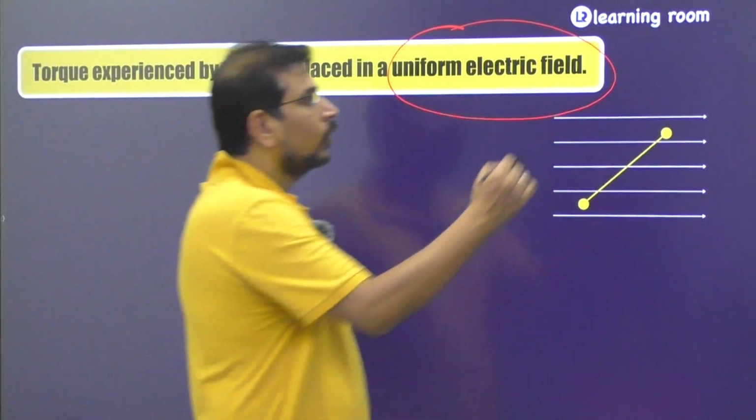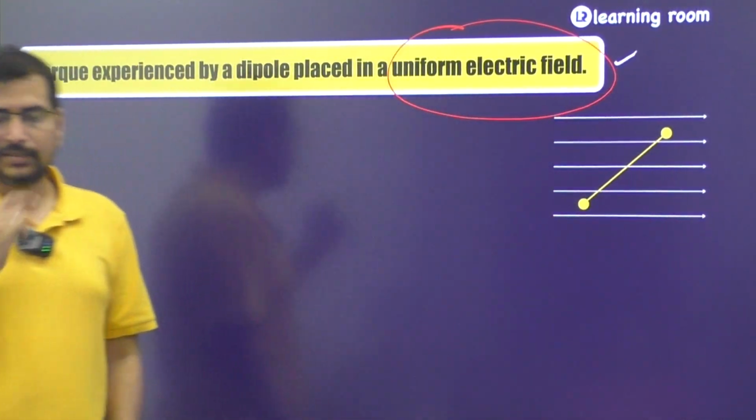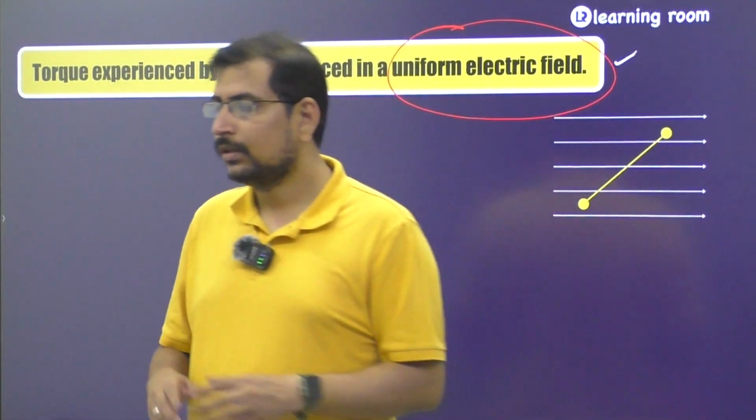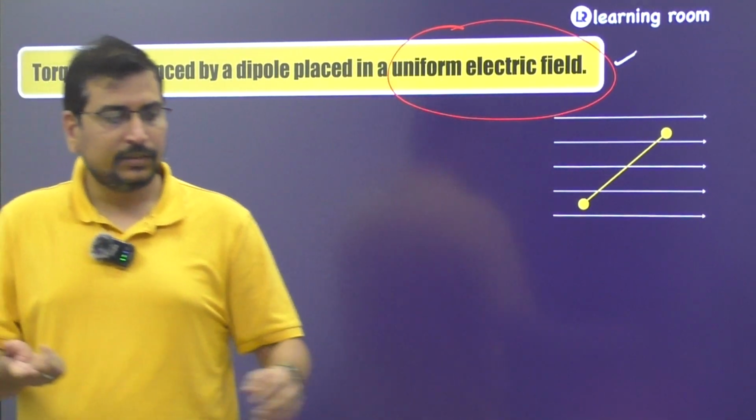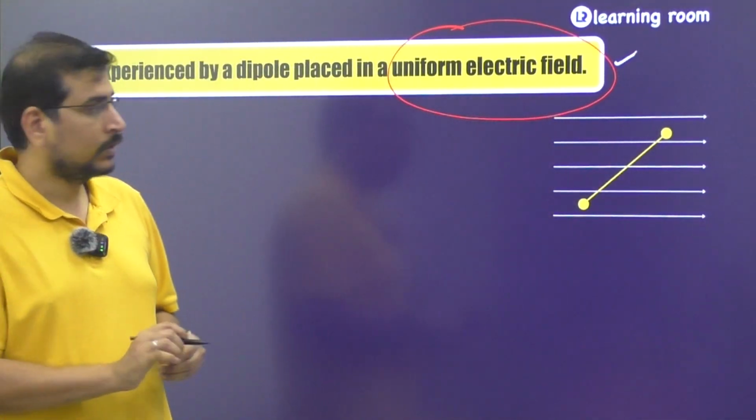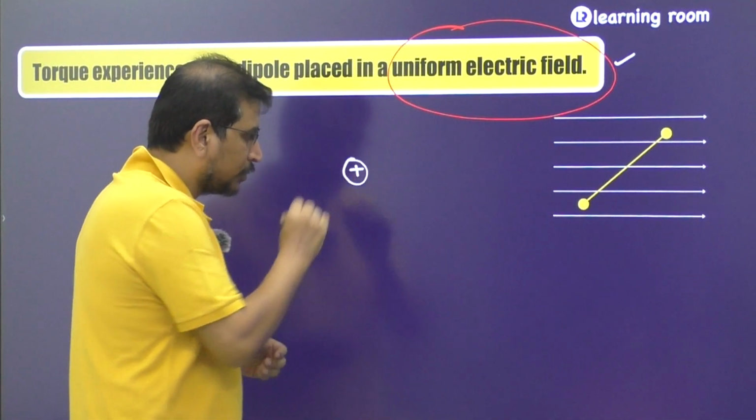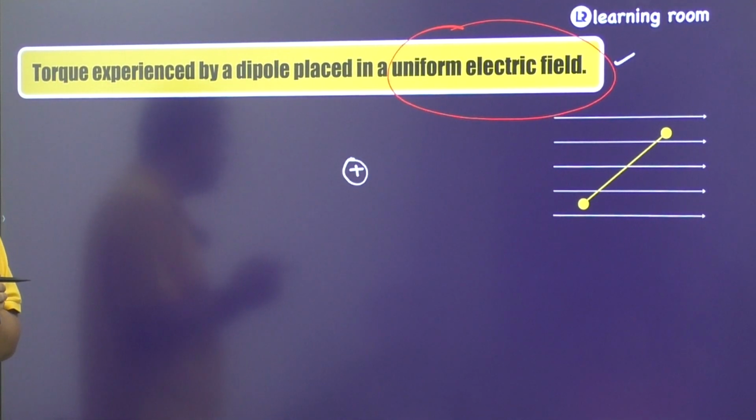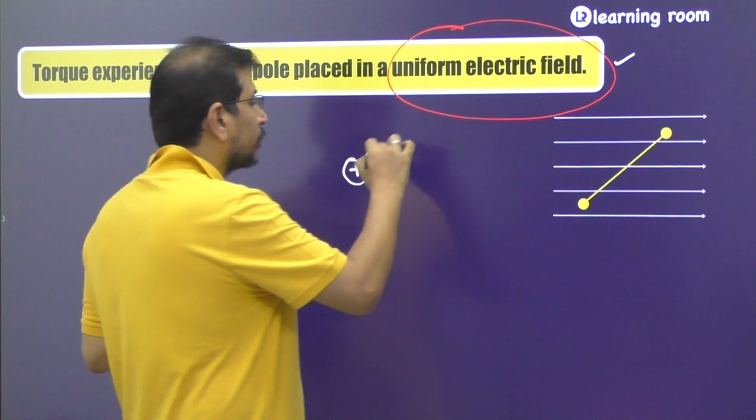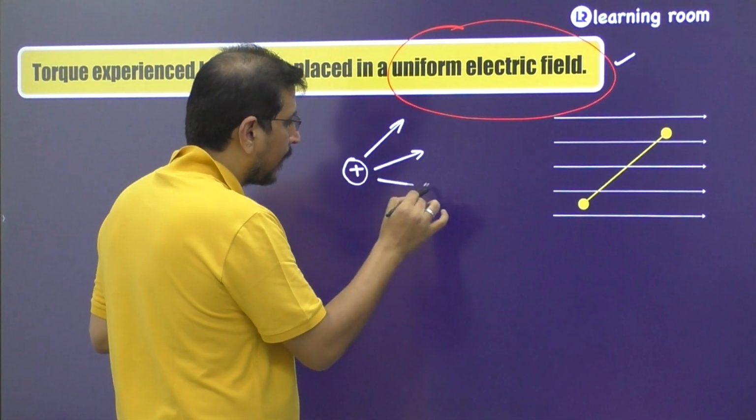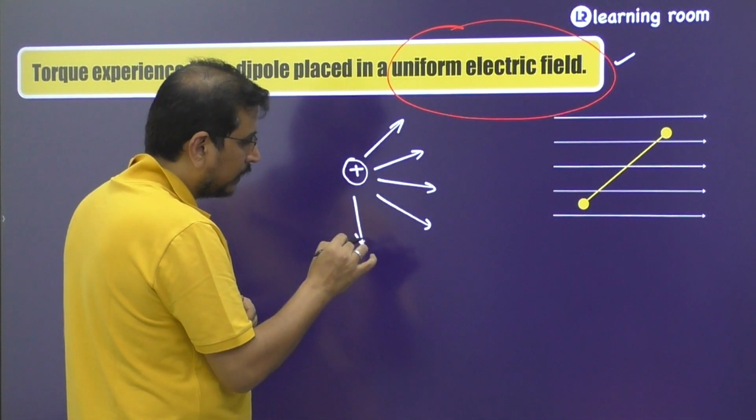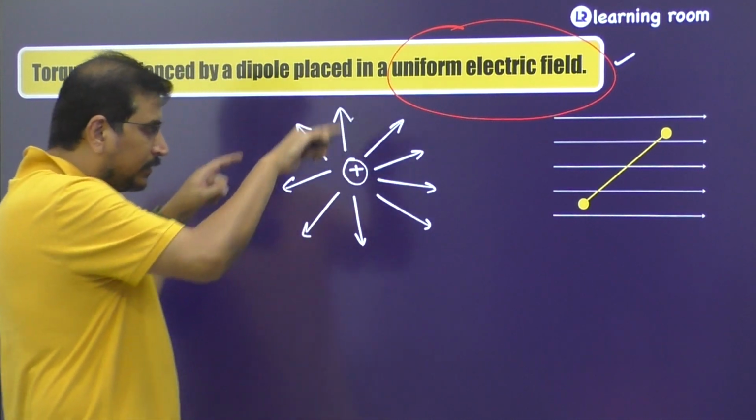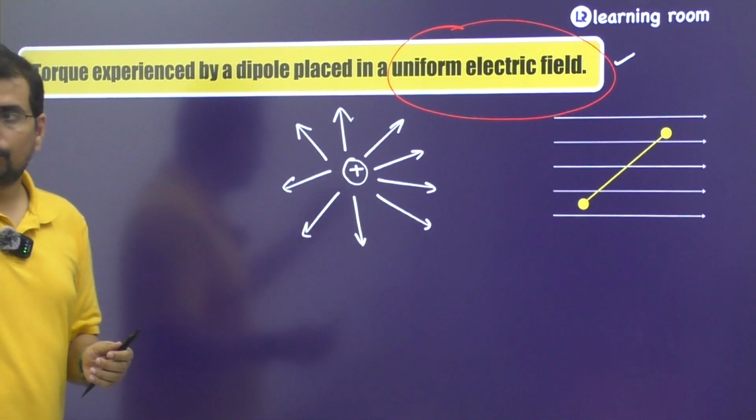Yeah. So when it is placed in a uniform electric field, first let's try to understand what this uniform electric field means in the first place. We already discussed what an electric field is. If I take a positive charge, due to this positive charge, how is the electric field going to be? It will be in the radially outward direction. So if I put a question like this, is this kind of electric field uniform or non-uniform?